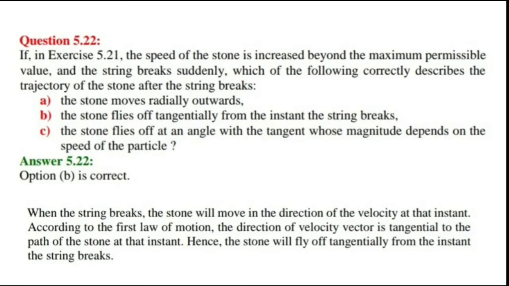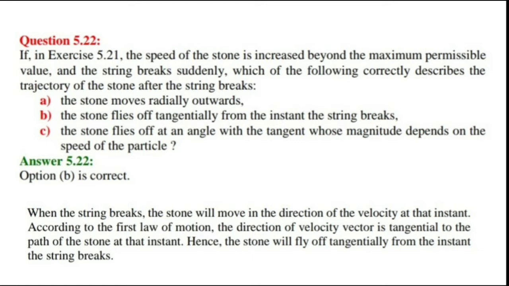Now question 522. If in exercise 521 the speed of the stone is increased beyond the maximum permissible value and the string breaks suddenly, which of the following correctly describes the trajectory of the stone after the string breaks? So it's given T max is 200 Newton. If we increase the speed beyond that 34.64 meter per second, surely the string will break. The question is in what direction it will go.